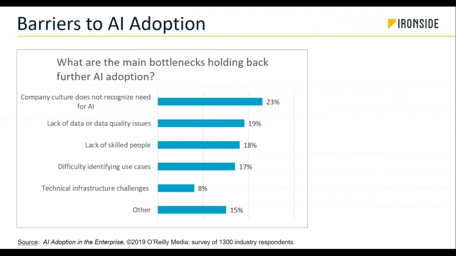So for the organizations that are not yet mature, what are the barriers they're experiencing to AI adoption? This is again from O'Reilly, the same study. And what you see here, I'll give you a second to look at those results on the left-hand side. This is also the poll that you took. But what you see first and foremost is company culture is what is preventing people from adopting AI.